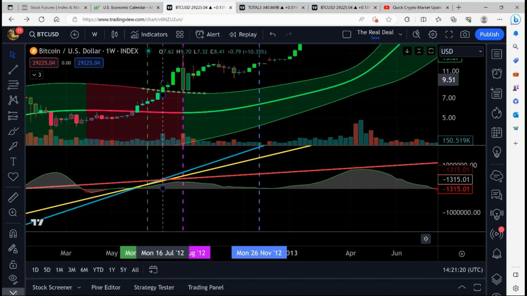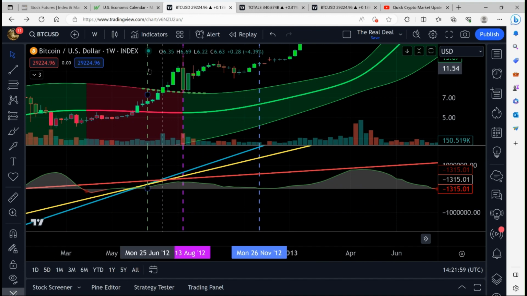This vertical line marks where we've crossed through the top of the weekly Gaussian channel after coming out of the bottom of the market cycle and crossing up through the red. And then the lavender color line marks where we've come back down and retested the top of the weekly Gaussian channel, and the blue line is the halving event.